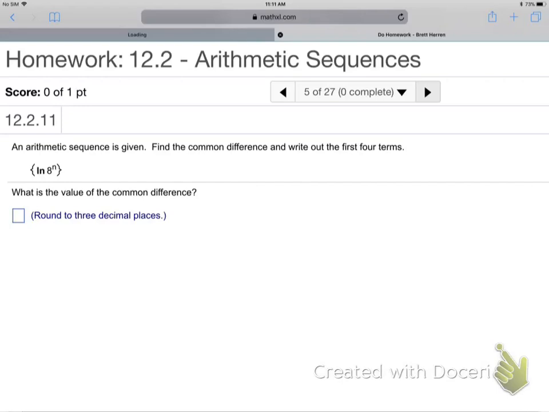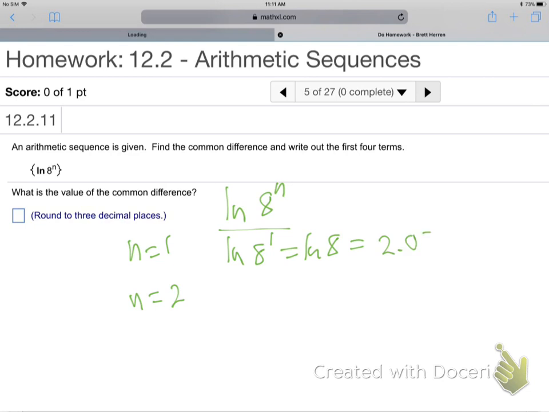All right. So they're saying, okay, now the formula is natural log of 8 to the n. So plug in 1, plug in 2. Plug in 1, you get natural log of 8 to the 1. Natural log of 8. And this one's use your calculator. They say round to 3 places. So natural log of 8, I'm getting 2.079. And then natural log of 8 to the second, natural log of 64. And that's going to be 4.159 and so on.